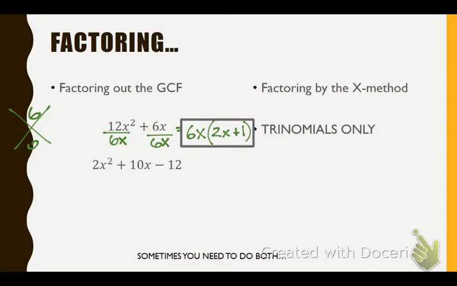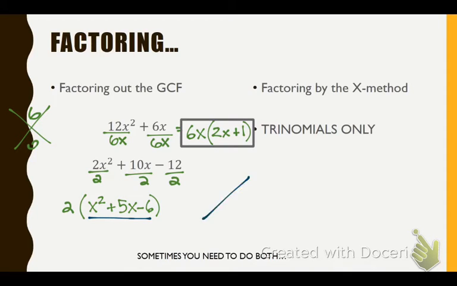The second, is there a number we can divide out? No. Oh, wait. 2. So you can divide out a 2, which would go on the outside. 2x squared divided by 2 is x squared. 10x divided by 2 is 5x. Negative 12 divided by 2 is negative 6. So once you look at this, you see that you have 3 terms.